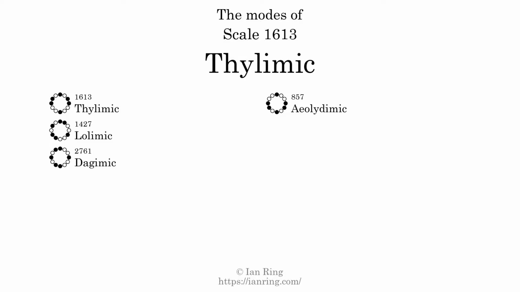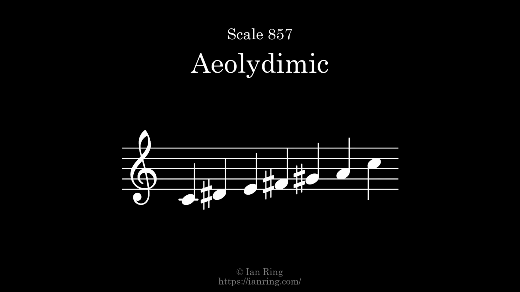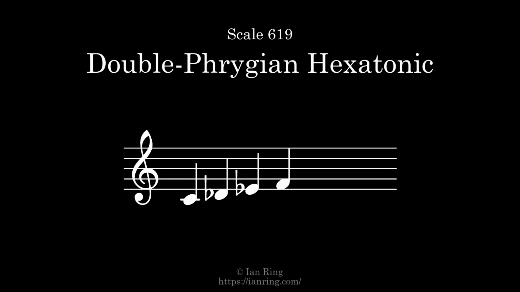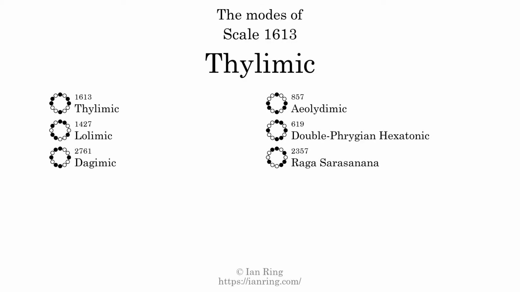The fourth mode is scale 857, also known as Yelodimic. It sounds like this. The fifth mode is scale 619, also known as double Phrygian hexatonic. It sounds like this. The sixth and last mode is scale 2357. Also known as Ragasera. It sounds like this.